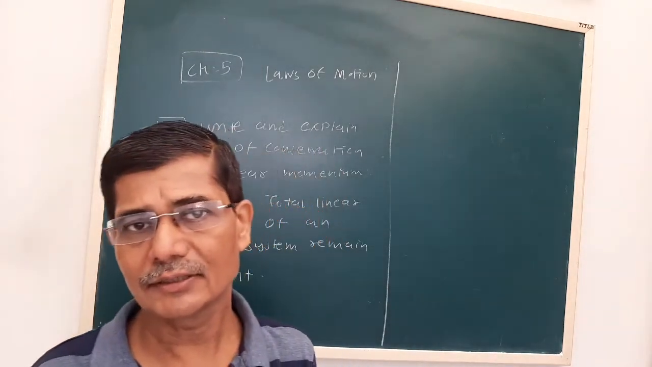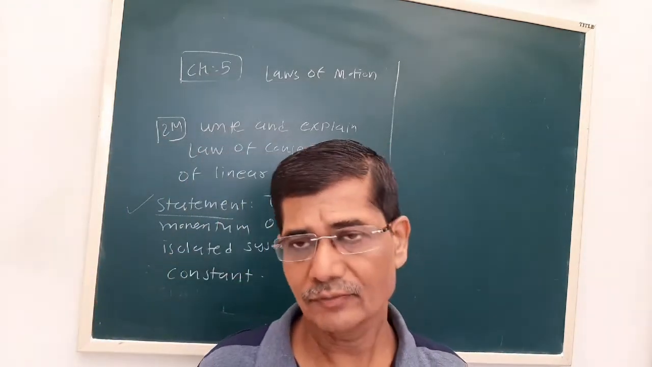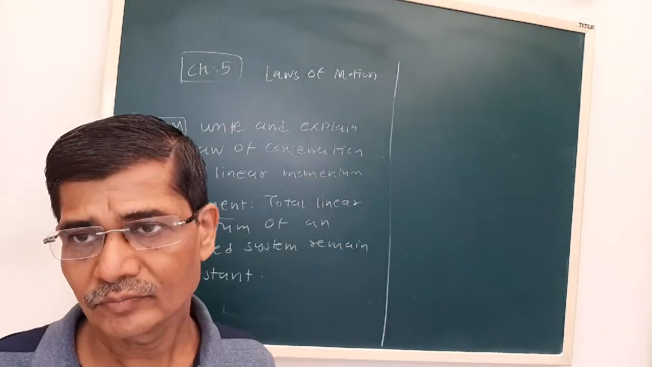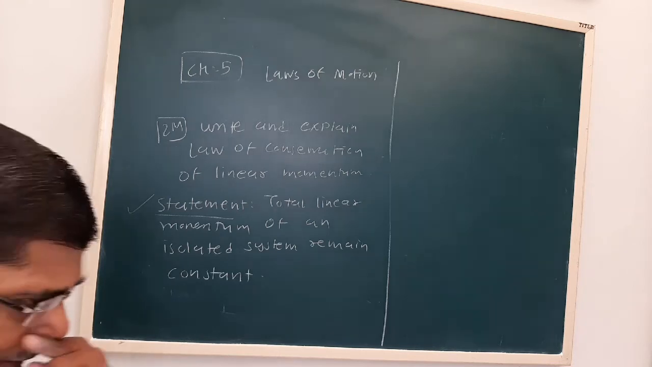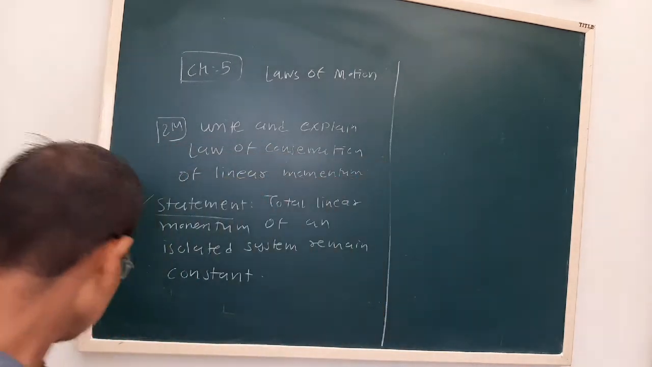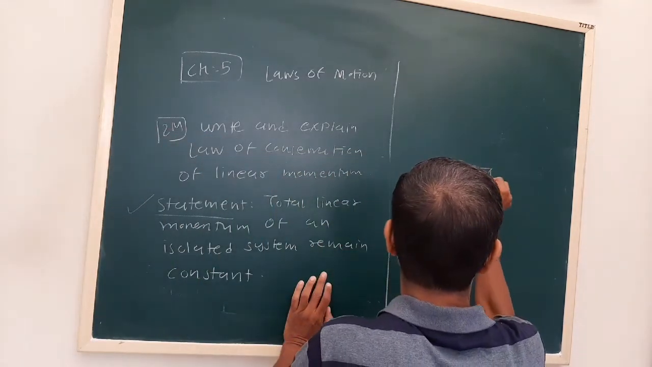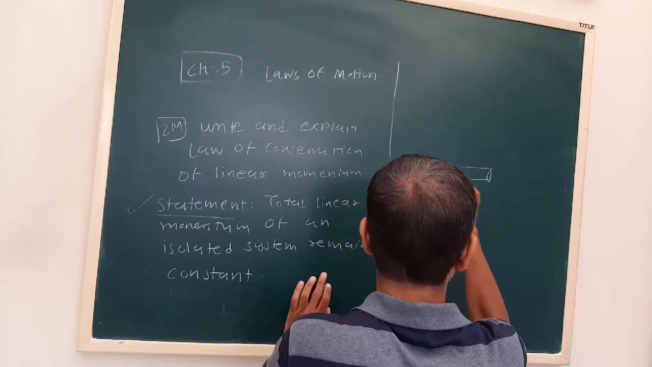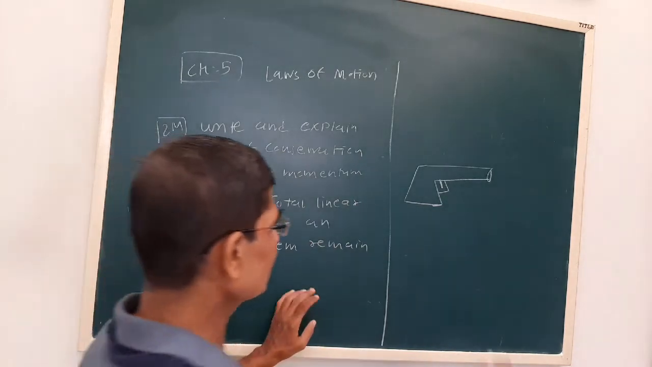Now what is an isolated system? Unless we want it, there will be no change in the system; otherwise it will not be disturbed. So the total linear momentum of an isolated system remains constant. Now there are a number of examples. Let us say we take an example of a rifle and a bullet. Now initially, the system.